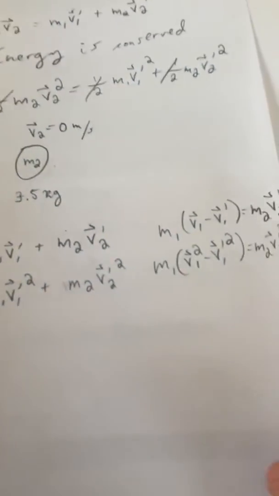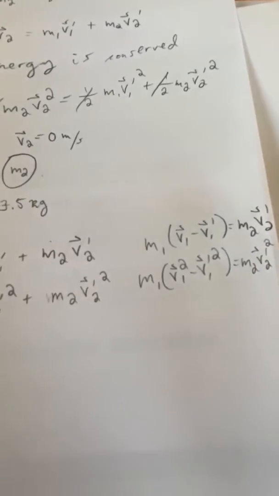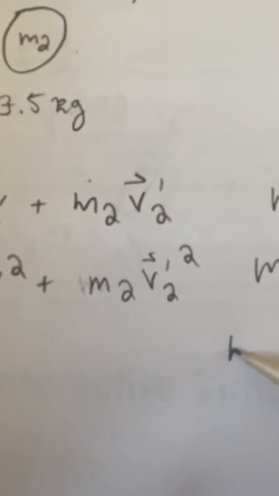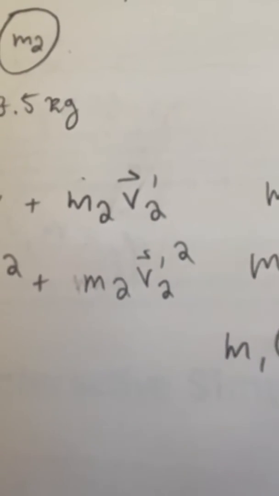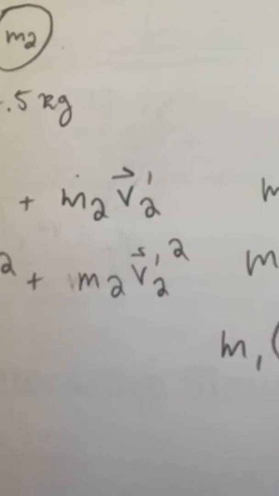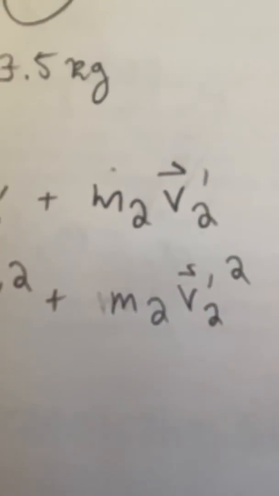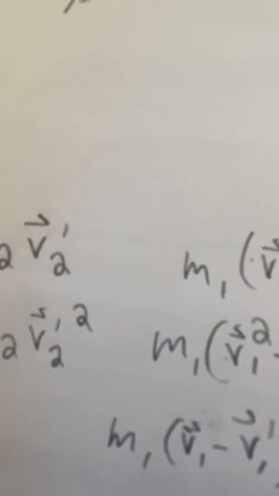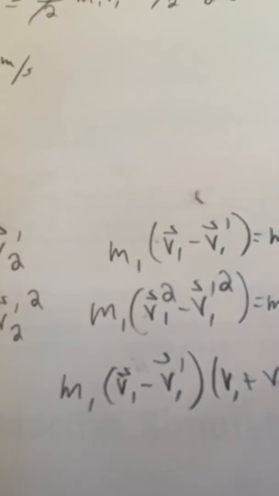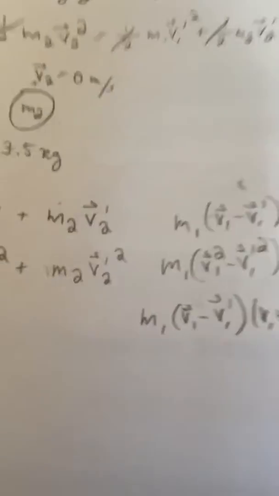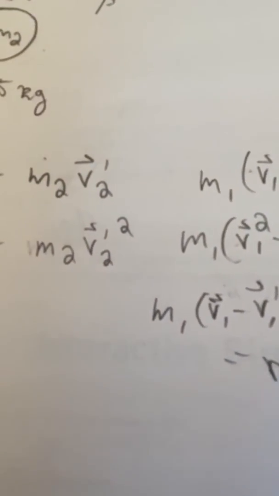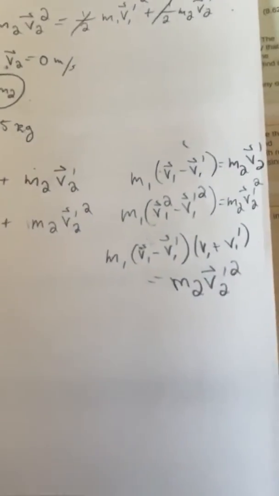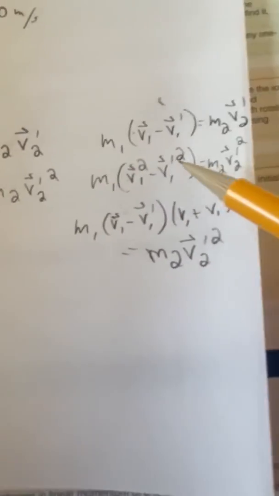Now, it turns out this is actually pretty powerful, pretty useful, because right here we have a difference of squares. So we can rewrite this second equation as m1 times (v1 minus v1 prime) times (v1 plus v1 prime), okay? And then we leave the other side of the equation alone, so we have m2 v2 prime squared. So we've basically just factored this as a difference of squares.